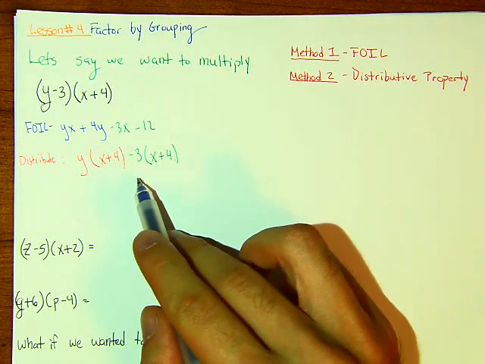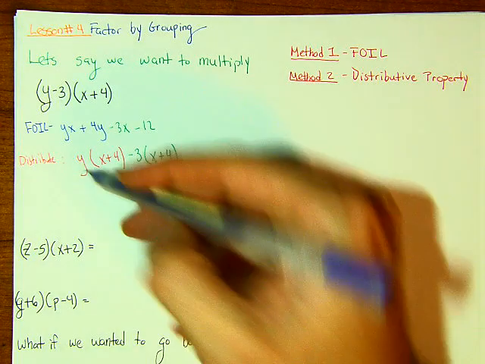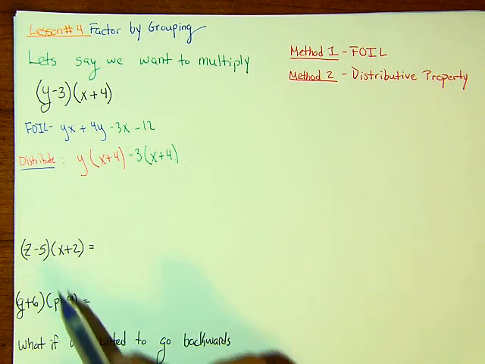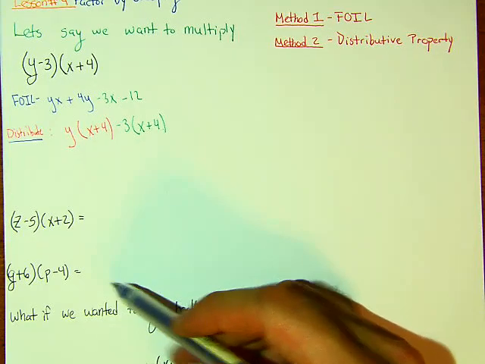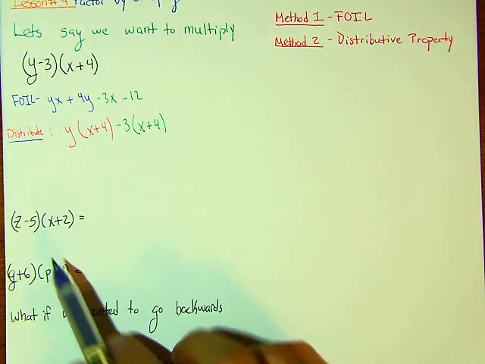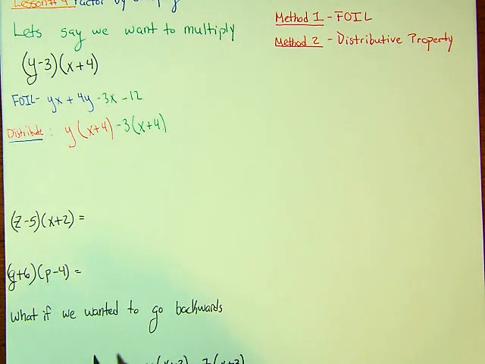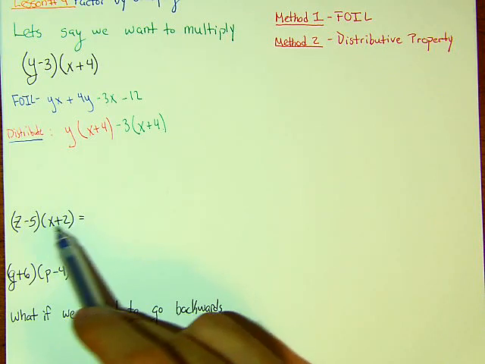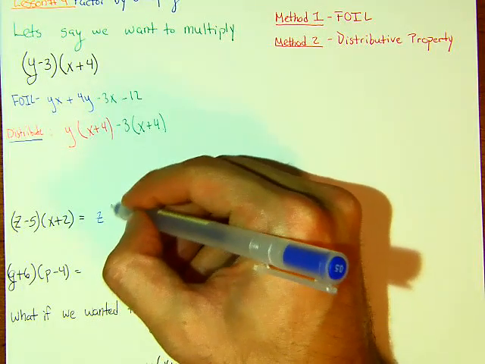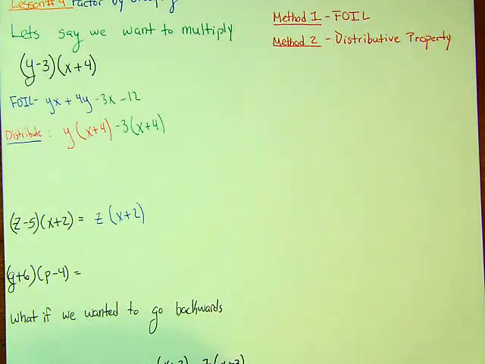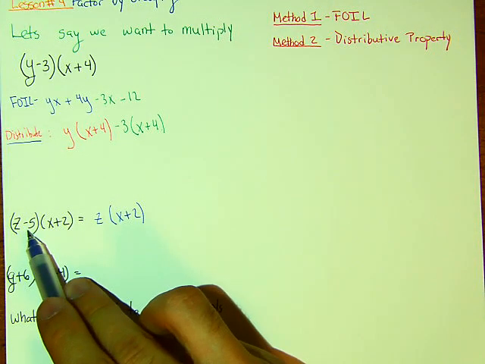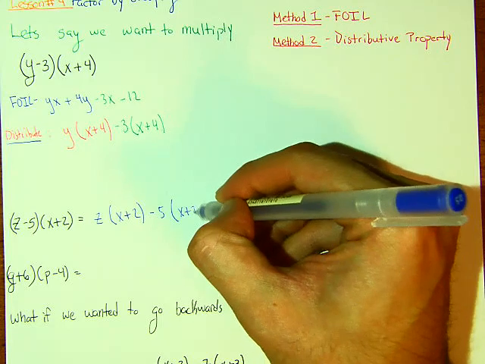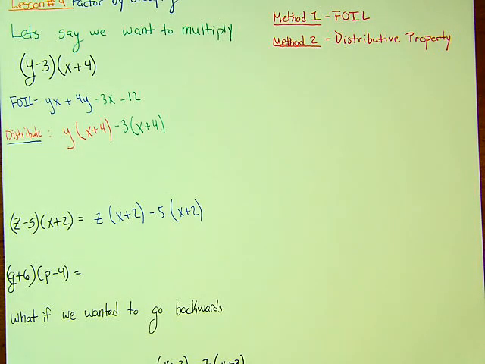So let's say, for example, you have this. What I want you to do is use only the distributive method to set this one up. What would it look like if you were to do (z minus 5) times (x plus 2)? What do you do first? You take that z and multiply it by (x plus 2), so you get z times (x plus 2). Then you take that minus 5 and multiply it by (x plus 2), so you get minus 5 times (x plus 2).